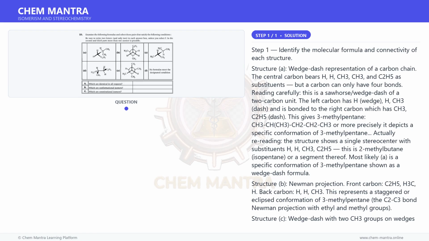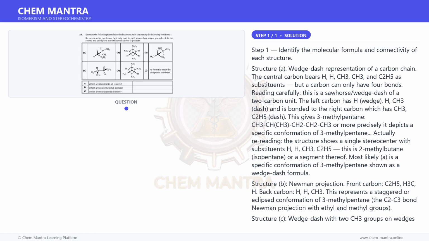Step 3. Answer A, which are identical in all respects. C and E both are 2,3-dimethylbutane. Structure C is a wedge-dash and E is a Newman projection of the same compound in the same configuration and conformation, so they represent identical molecules. B and D both are Newman projection and sawhorse of 3-methylpentane in the same conformation; they are identical representations of the same molecule in the same arrangement. Answer A, C and E, and B and D.